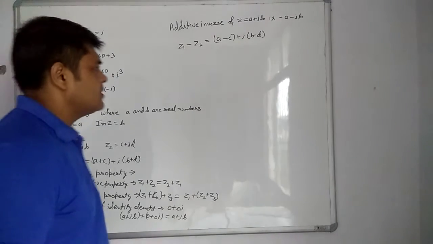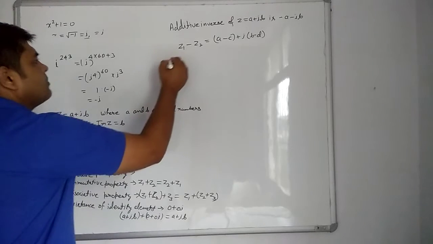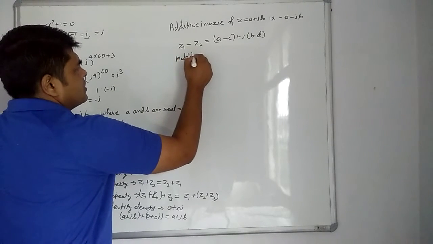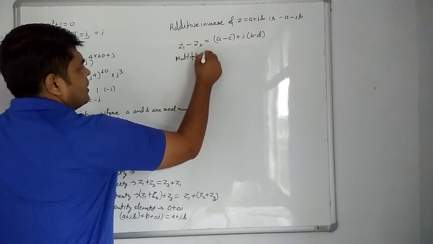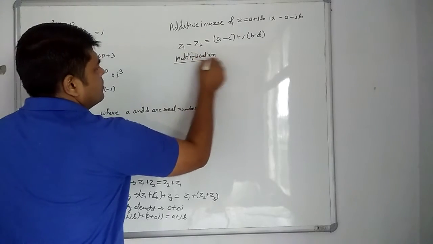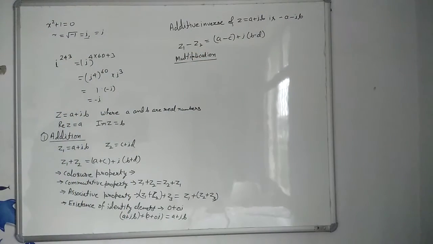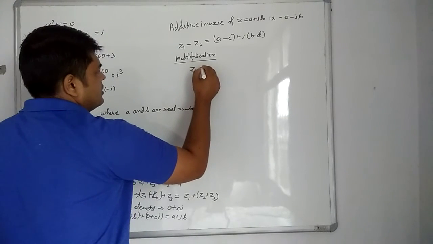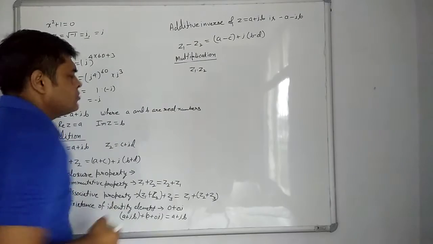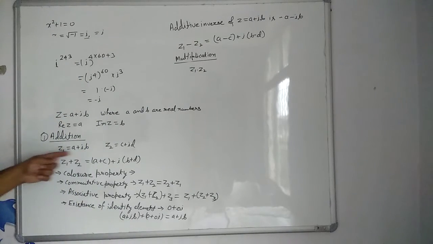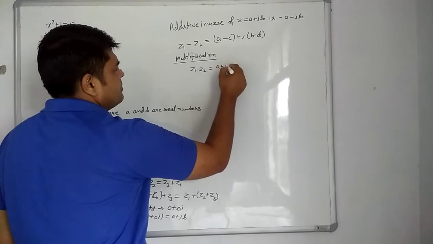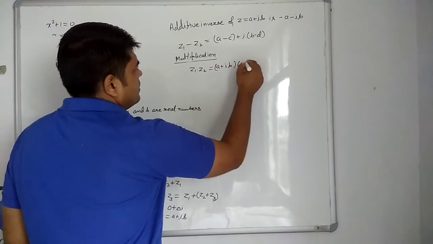Now come to the multiplication, that is the product of two complex numbers. The product of two complex numbers is similar to the product of any two binomials. So what we can find out here, I have taken the same two complex numbers Z1 and Z2. I am finding their product, so it is a plus iota b multiplied with c plus iota d.